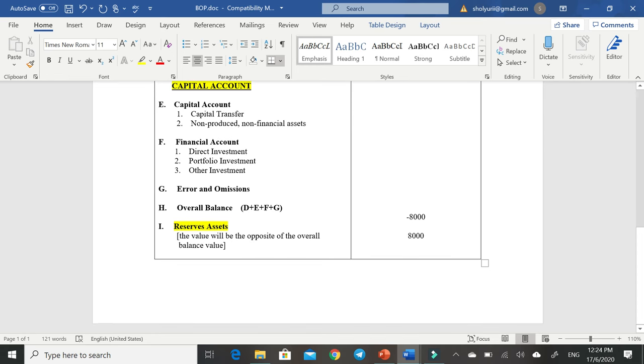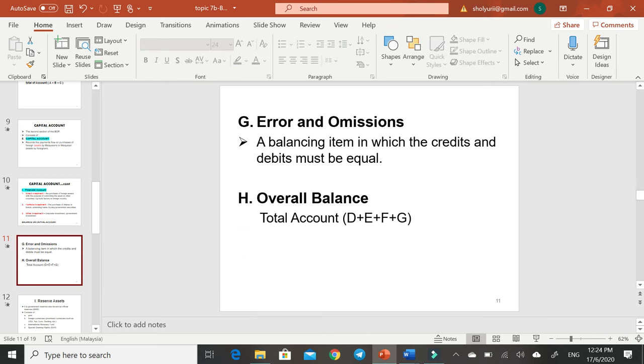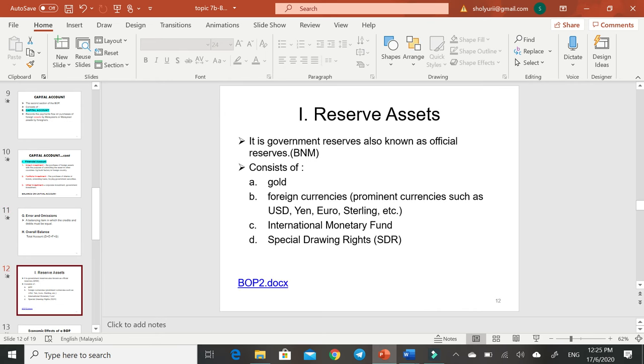Okay, so what does it mean by reserve asset? It is explained here. Maksud error and omission pun ada, a balancing item in which the credit and debit must be equal. Okay, to calculate overall balance, the EFG. And what is reserve asset? It is the government reserve, also known as official reserve of Bank Negara Malaysia. So apa yang kita ada kat situ, inside reserve asset, okay, kita ada gold. So ini adalah reserve, tempat reserve something di Bank Negara Malaysia.